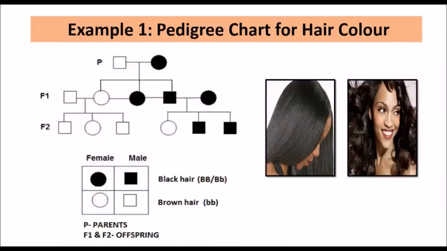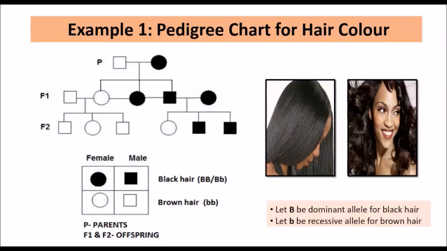Alright, let's look at the first example I have here. This is a pedigree chart for hair color. We're looking at black hair versus brown hair. From the key, you can see that the black circles and squares represent those individuals with black hair. So this is the information given. And then the unshaded circles and squares represent those individuals with brown hair.